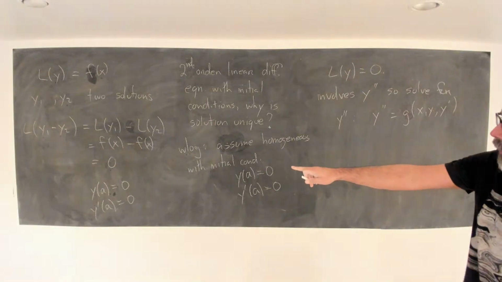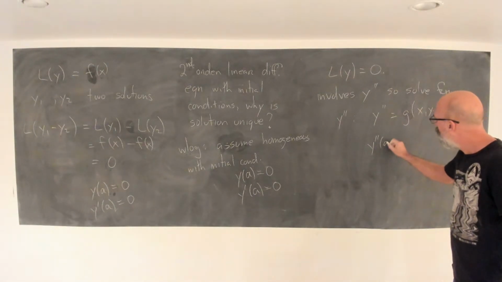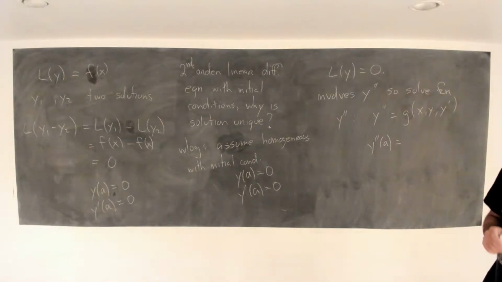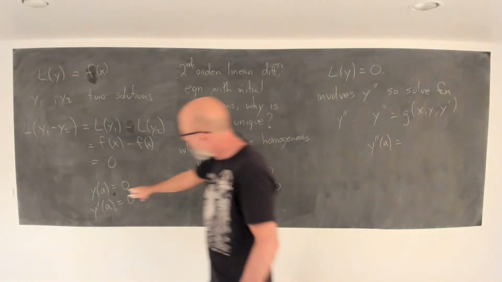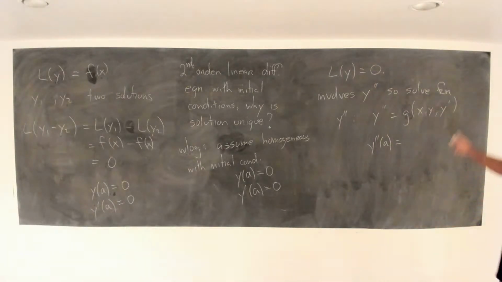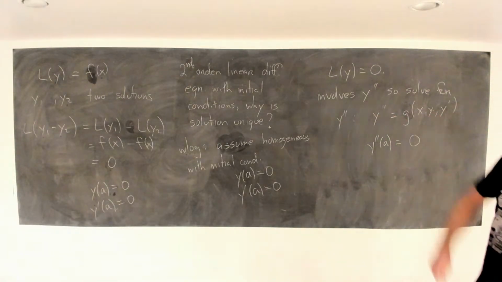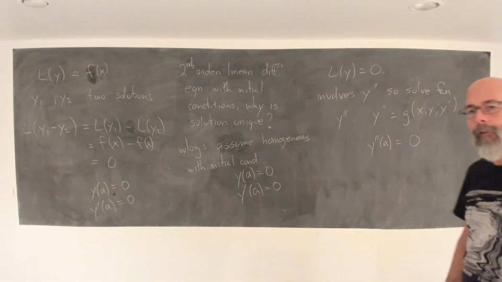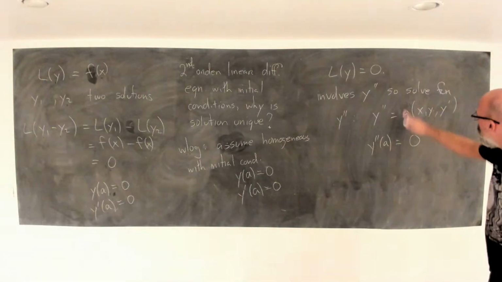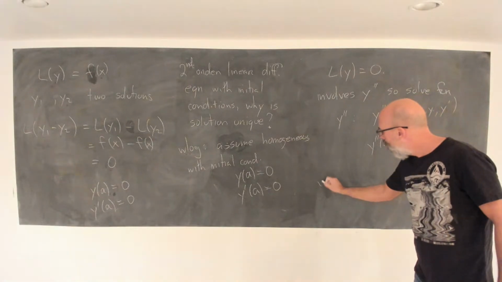But when you plug in A, since y and y prime are 0, this is also going to be 0. So I guess you had to go with the linear to begin with. This is also going to be 0. Right? I mean, what am I talking about?